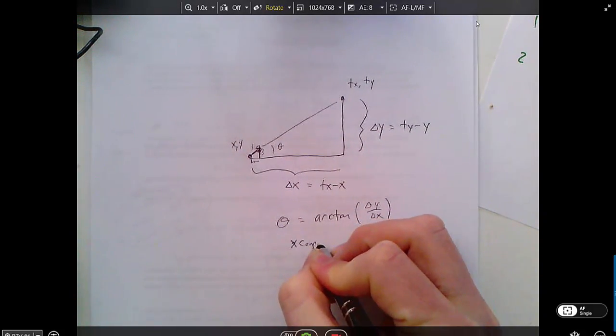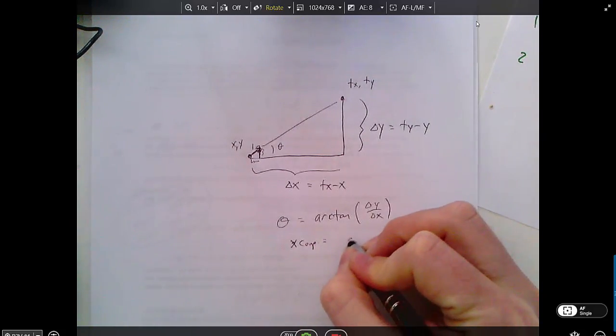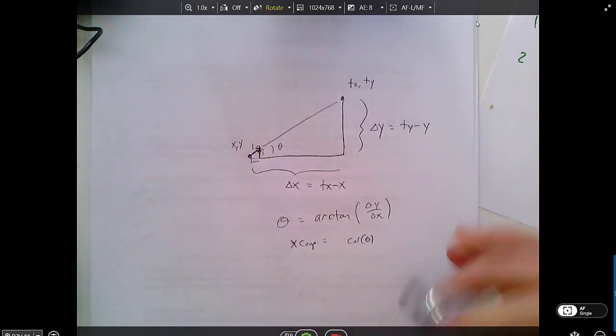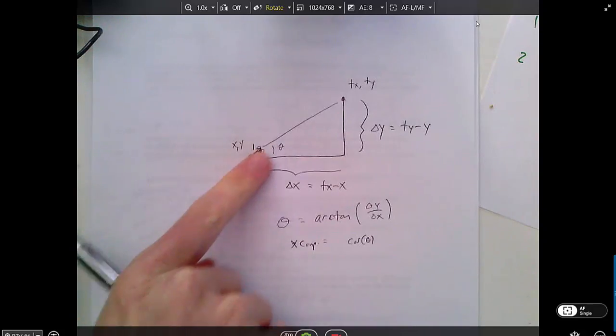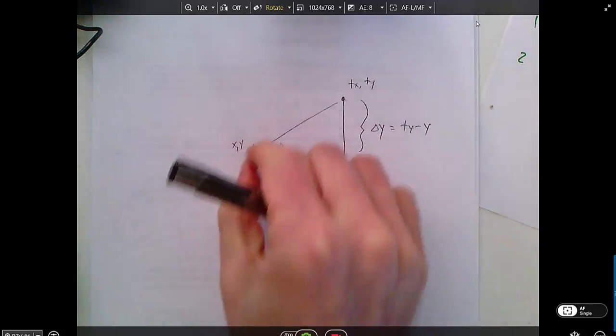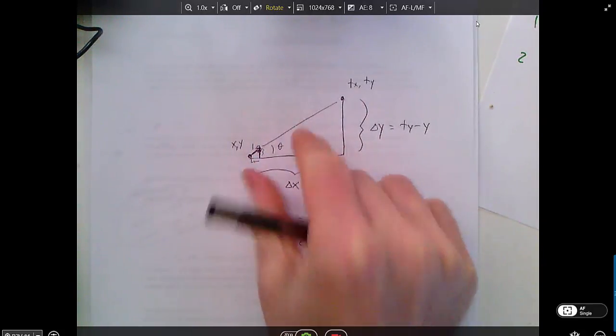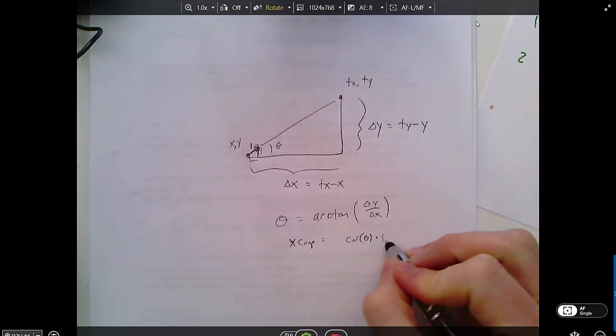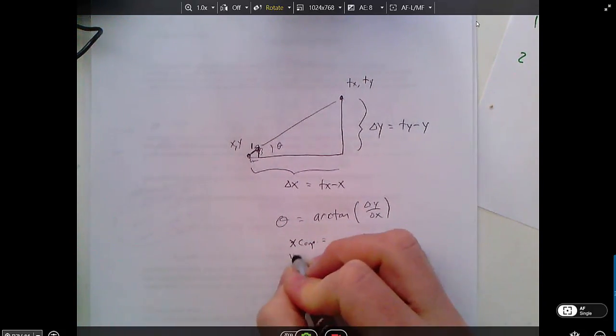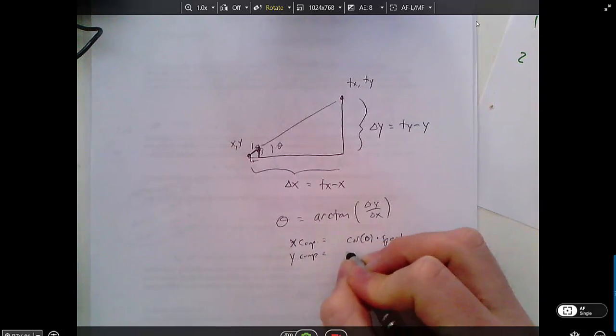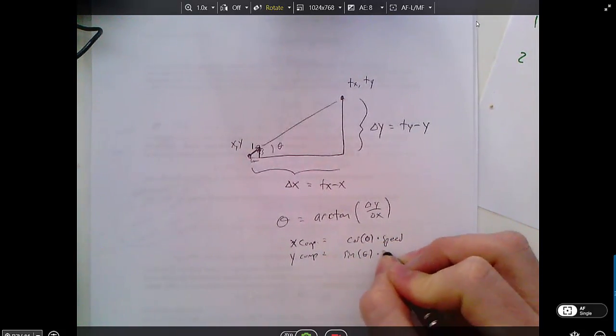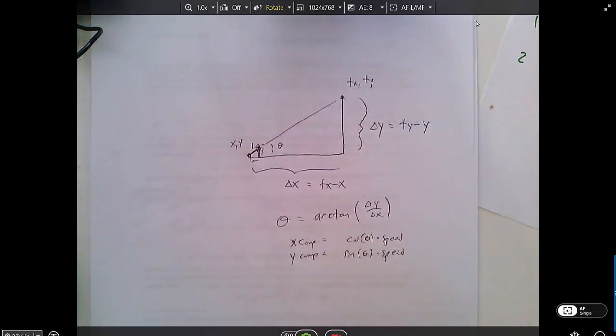My x component is going to be cosine of theta. And if I want to be traveling at a certain speed in this direction, all I need to do is scale this vector by whatever my speed is. So I would multiply this by speed. Same thing, the y component is going to be sine of theta, scaled by my speed. That's all the math that's necessary in order to send us in a particular direction.